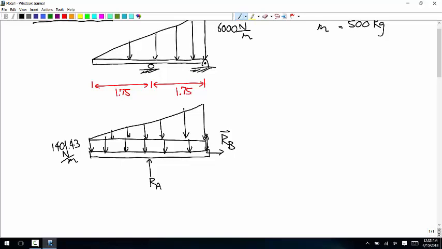And then we also have that externally applied 6,000 newtons per meter from that triangular distributed load. And we have to deal with both of those. So the total weight force is 500 times 9.81, and then I divided that by the length. So if the length is 3.5 meters, then each of those 3.5 meters has this much newtons if it's a uniform distributed load.